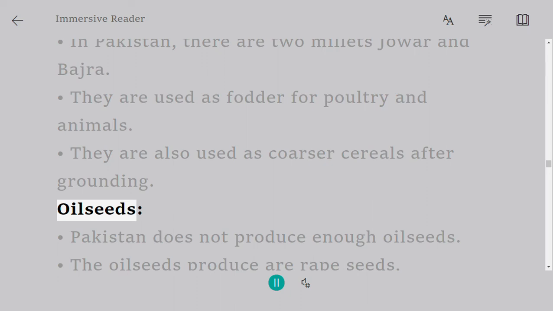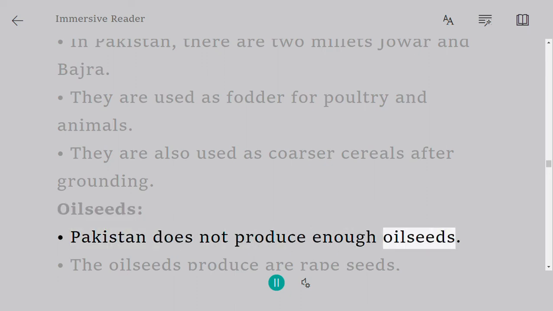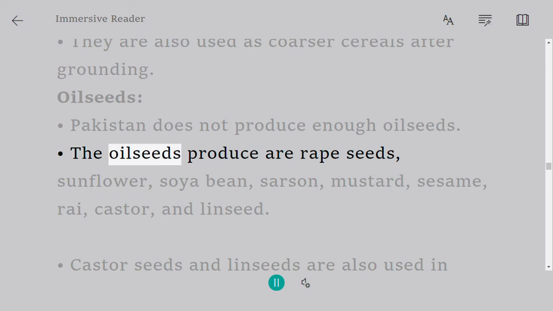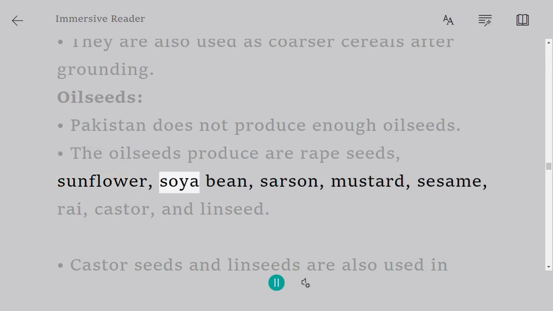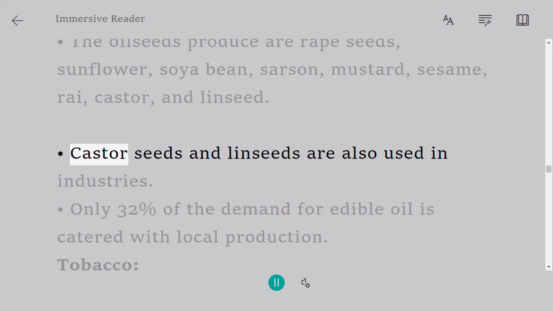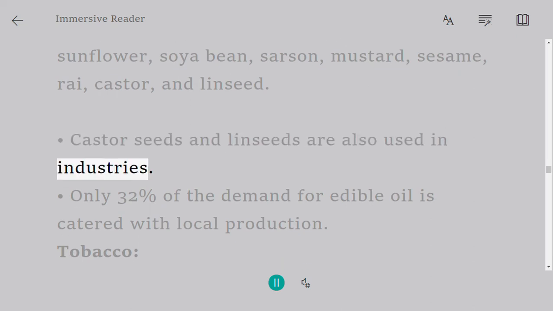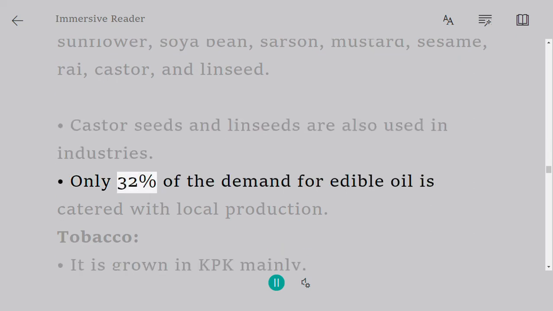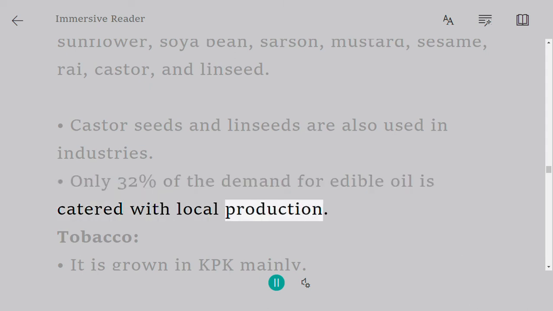Oilseeds. Pakistan does not produce enough oilseeds. The oilseeds produced are rapeseed, sunflower, soya bean, sarson, mustard, sesame, rye, castor, and linseed. Castor seeds and linseeds are also used in industries. Only 32% of the demand for edible oil is catered with local production.